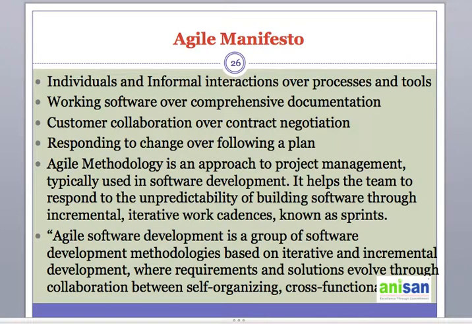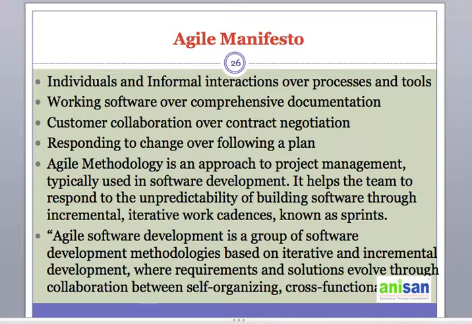Now comes the Agile Manifesto. It talks about individuals and informal interaction over process and tools. These are the prime characteristics of Agile. So you will find it is more informal and has fewer details, and they focus more on working software over comprehensive documentation. In RUP and Waterfall, we have seen there is extensive documentation. Here, the documentation while developing will be less, but post implementation there will be detailed documentation.